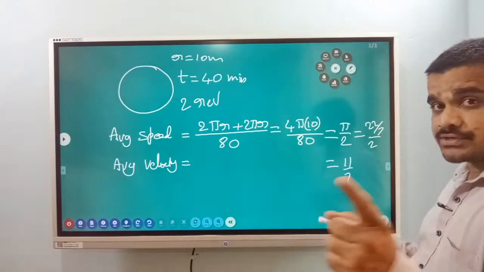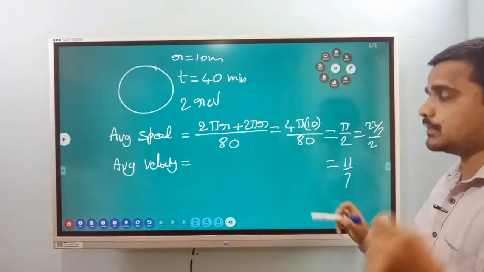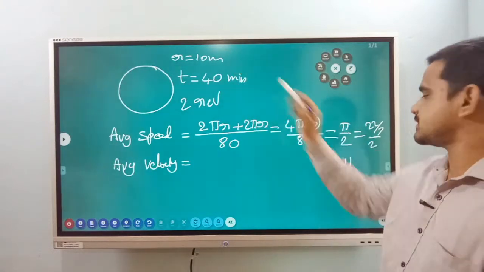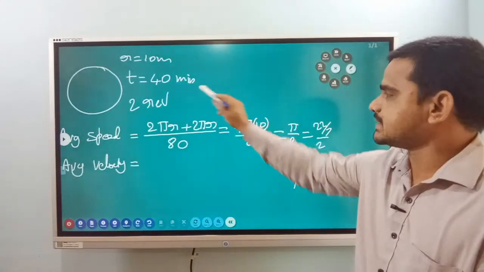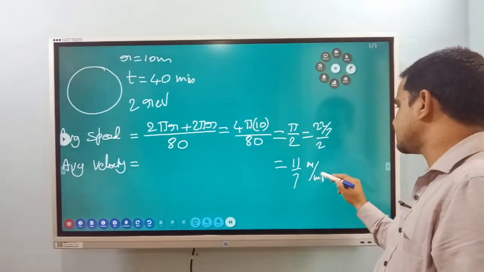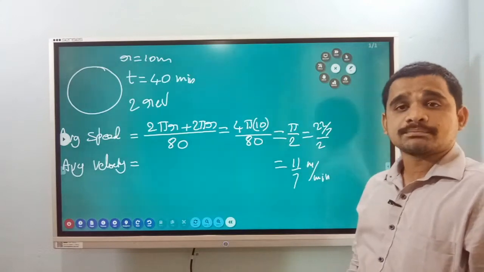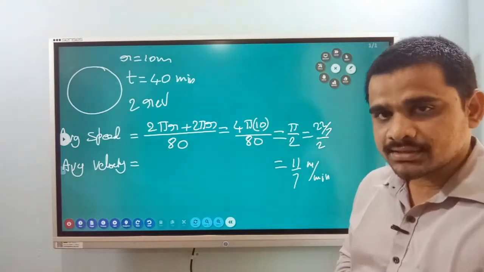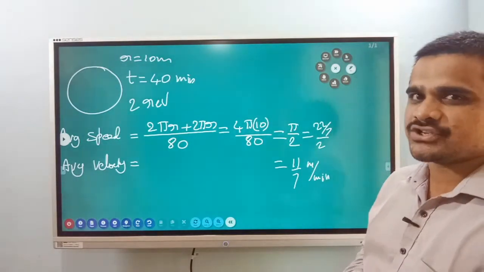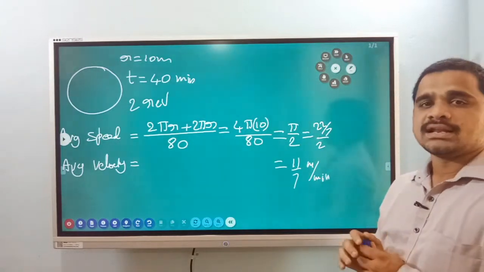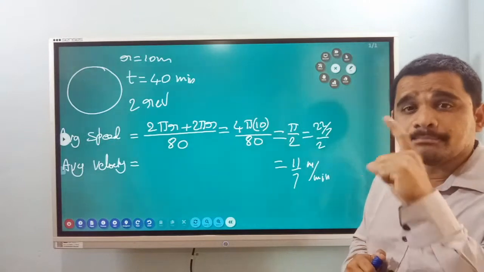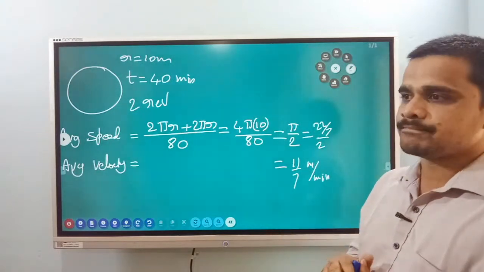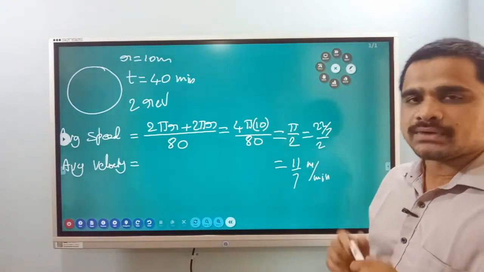What will be the units? Be careful here. This r is in meters, and the time we have taken is in minutes, so the unit is meter per minute. Understood? So that is 11 meters per minute. 11 meters per minute is the average speed. In this way we have to find the average speed.